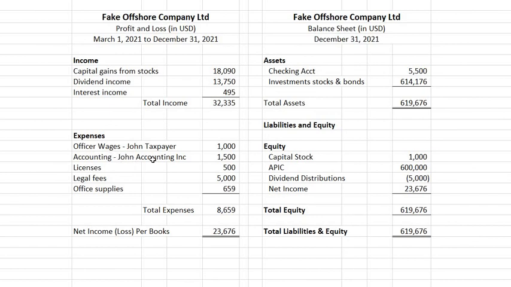Accounting fees, so they paid John's accounting company $1,500 in accounting fees. We'll come back to that again because that's going to come up when we complete the Schedule M for related party transactions. Then we had some licensing fees, legal fees, and then some office supplies. So after we record all the income here, gross income of $32,335, expenses of $8,659, we have net income or loss per books of $23,676. And again, these are expressed in US dollar amounts.